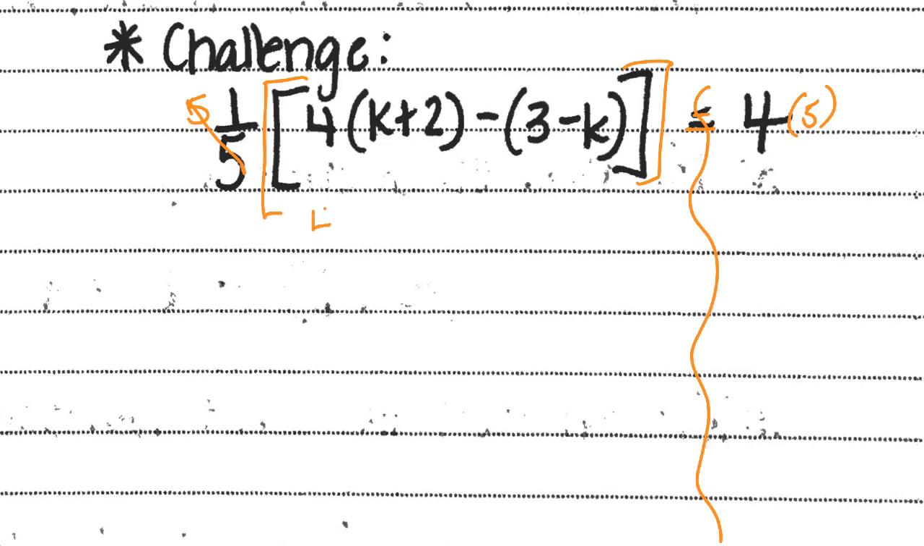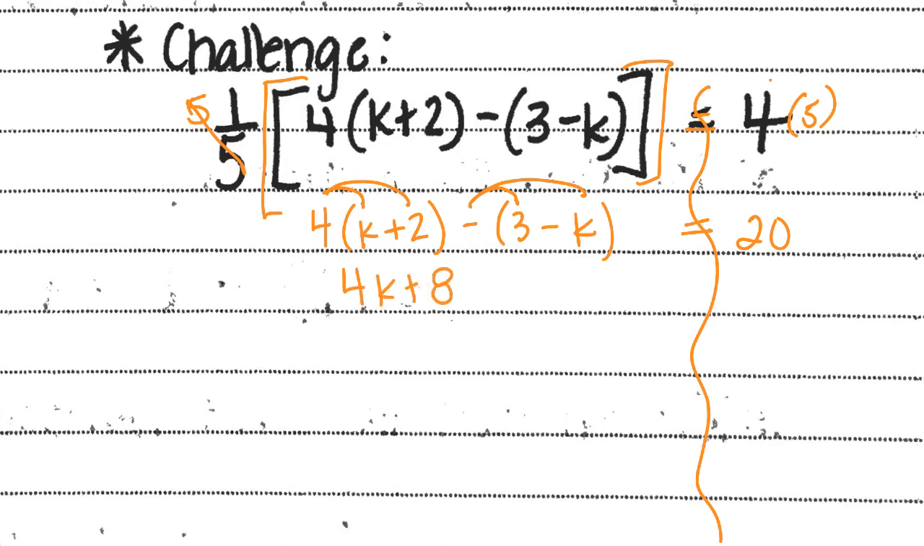And now I have 4k plus 2 minus 3 minus k is equal to, well, 4 times 5 is 20. So now I don't have to worry about distributing that weird 1/5. Let's distribute now this 4 and this negative. 4k plus 8 minus 3 plus k equals 20.